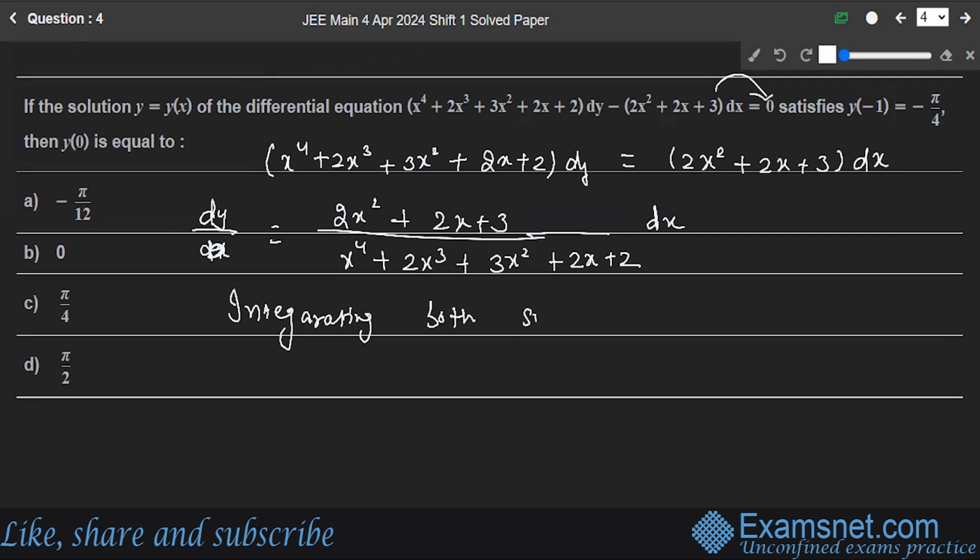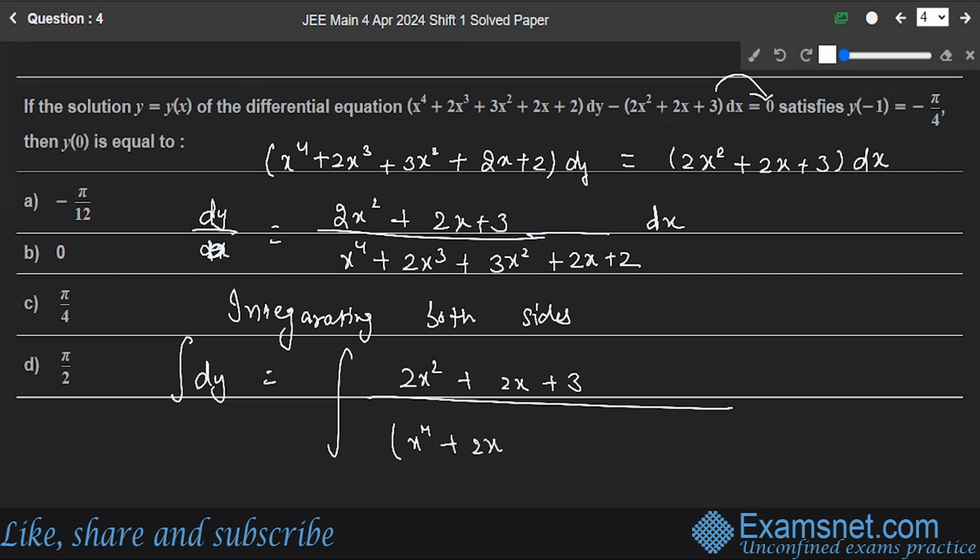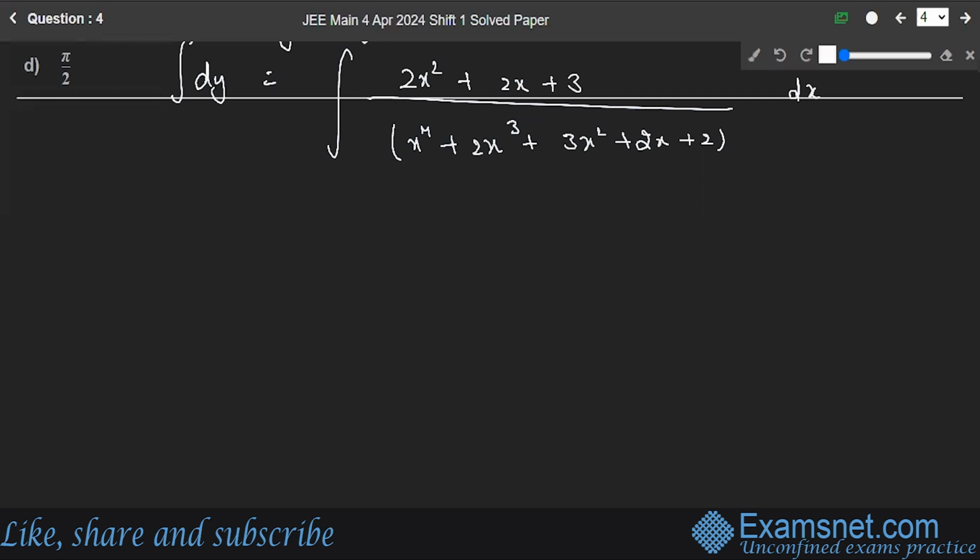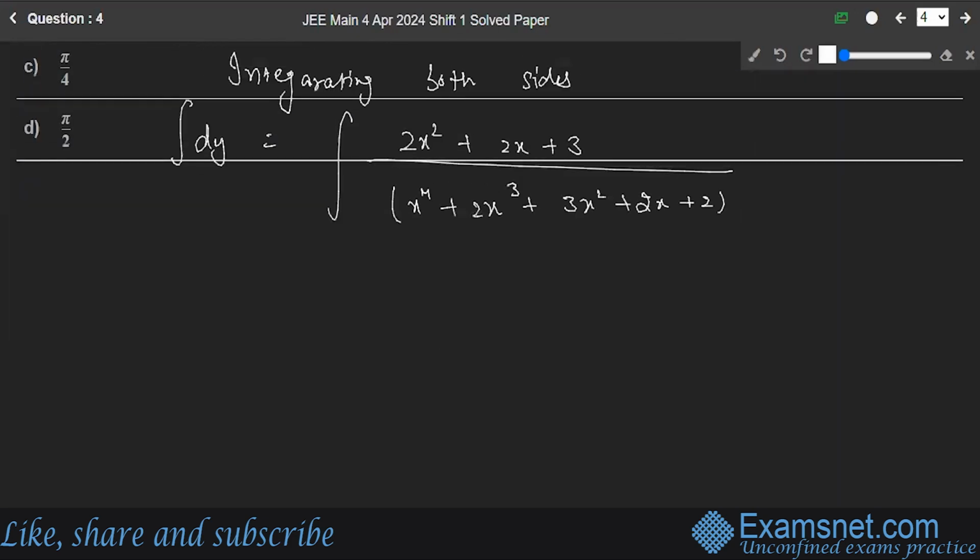Both sides. You have the integral of dy is equal to the integral of (2x squared + 2x + 3) divided by (x to the power 4 + 2x cubed + 3x squared + 2x + 2) dx. This can be written as y only. So this is equal to y, and I'm going to factorize the denominator.